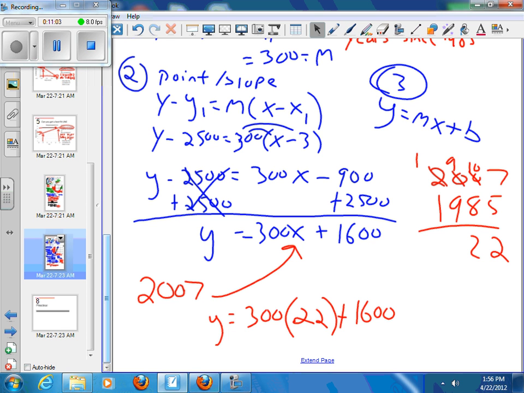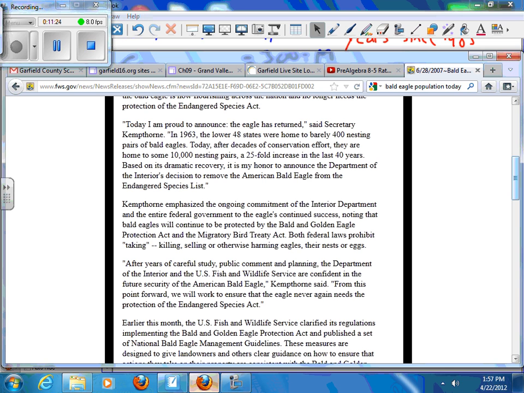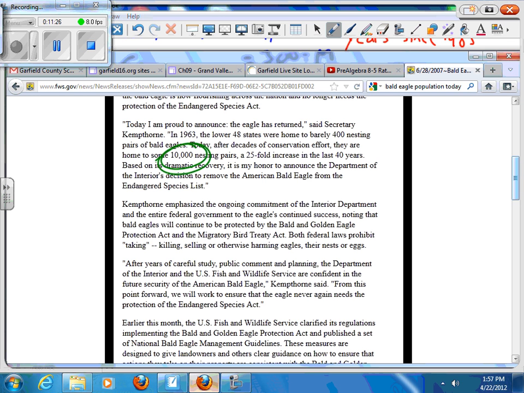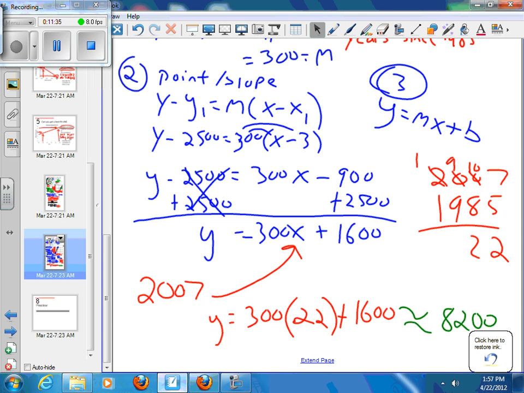So we'll grab our calculator and go 300 times 22 plus 1600, and we get approximately 8,200 nesting pairs with our equation. And remember, when we went back to the internet, our actual data was 10,000. So we're a little bit off with our line, but we're in the right ballpark. Again, it is an approximation. So we ended up with 8,200.